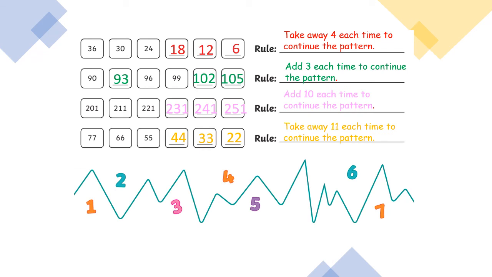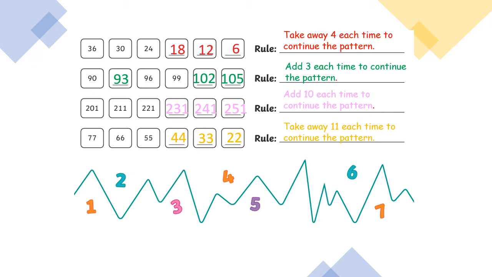Let's go to the second half of the page. This one goes 36, 30, 24, 18, 12, and 6. And this one, you can see, I've written it incorrectly. I've written take away 4 each time. It's actually take away 6 each time. And then the next one down, 90, 93, 96, 99, 102, and 105. Well, I can see that I'm adding 3 each time.